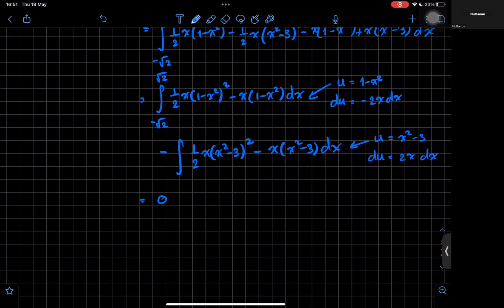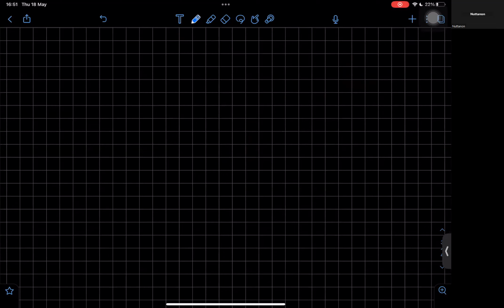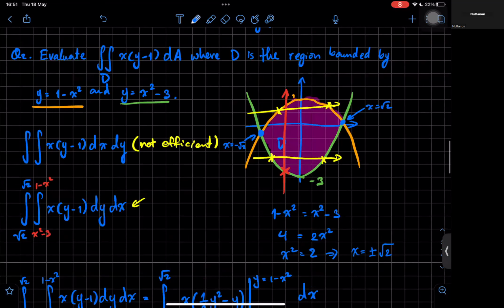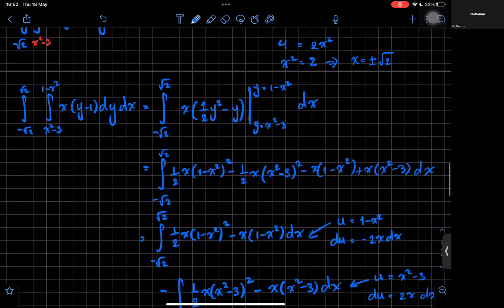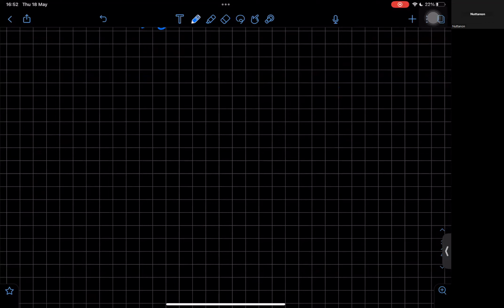So for the next one, I try to let you see many types of questions. This one is not a square region. The next one will be a little bit more difficult.